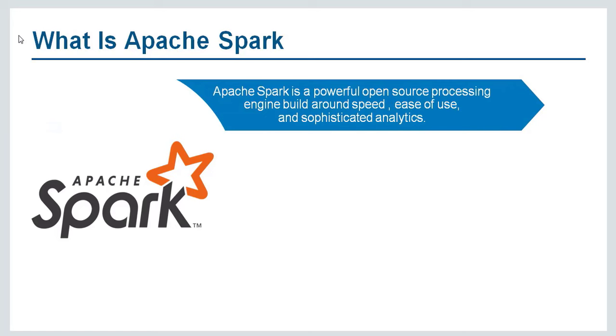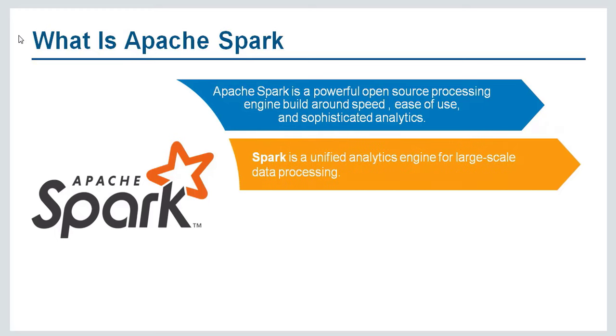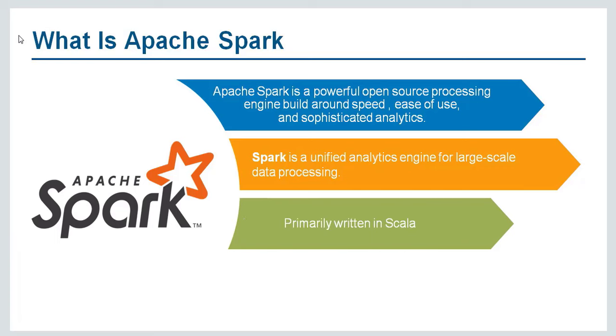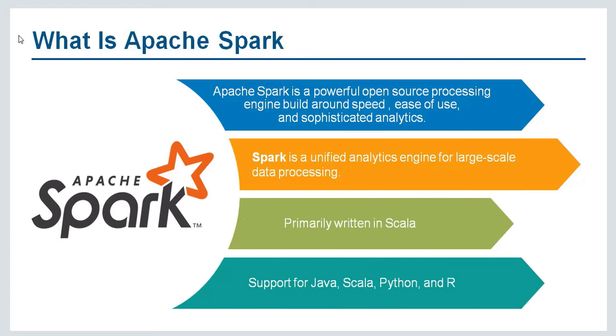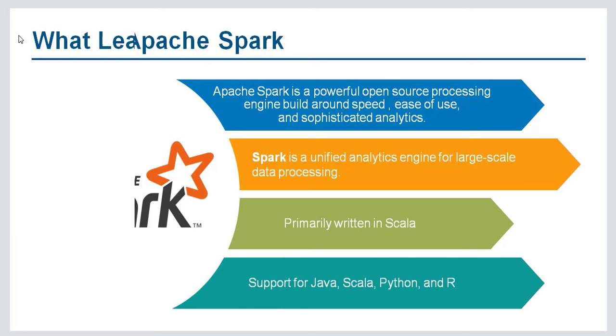Apache Spark is a powerful open source processing engine which is built around speed, ease of use and sophisticated analytics. We can also say that Apache Spark is a unified analytics engine for large-scale data processing. Apache Spark is primarily written in Scala programming language and it provides support for Java, Scala, Python and R language.